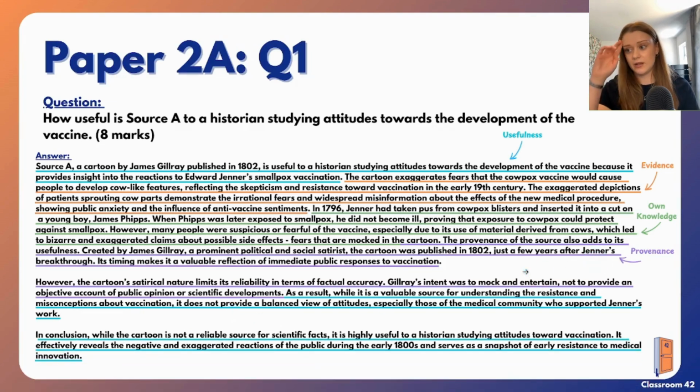And then finally, in the conclusion, we are again focusing on utility. In conclusion, while the source is not a reliable source for scientific facts, it is highly useful for a historian studying attitudes towards vaccination. We can see here that we've said perhaps it's not showing the whole truth, it's not 100% accurate, it is still useful for a historian, as it effectively reveals the negative and exaggerated reactions of the public during the early 1800s and serves as a snapshot of early resistance to medical innovation. And that is our 8 marker.